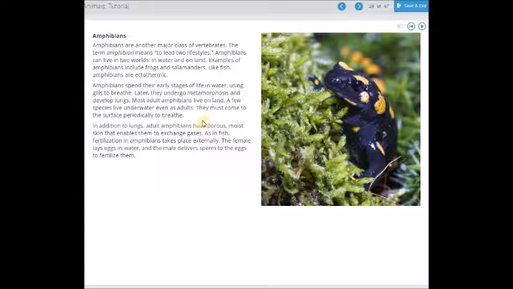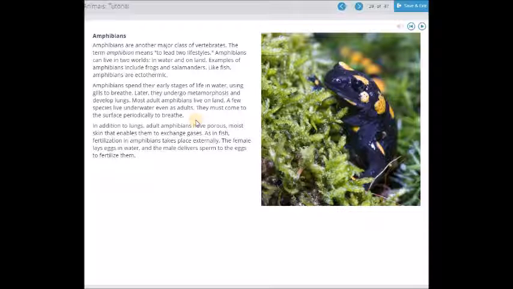They spend their early stages of life in the water. They have gills as they're young, and they use those gills to breathe. Later they undergo a metamorphosis, and they get rid of the gills and develop lungs. So they become land dwellers, which is interesting. These are the first land dwelling organisms, right? The first land dwelling vertebrates. There were already bugs and plants and other things on the land when they came on land.